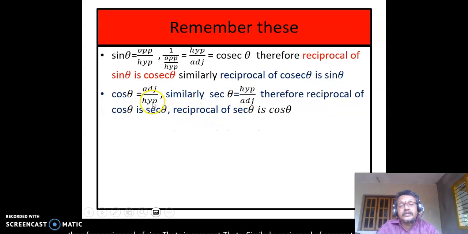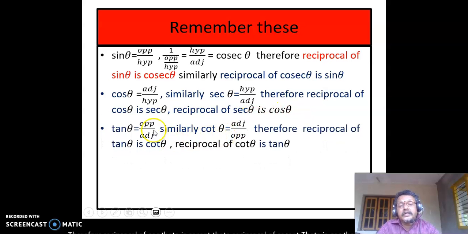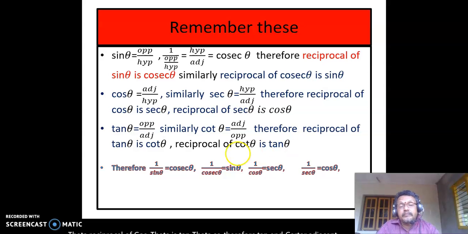Similarly, cos theta equals adjacent by hypotenuse, secant theta is hypotenuse by adjacent. Therefore the reciprocal of cos theta is secant theta, and the reciprocal of secant theta is cos theta. Therefore cos and secant are reciprocal to each other. Similarly, tan theta equals opposite by adjacent, cot theta equals adjacent by opposite. Therefore the reciprocal of tan theta is cot theta, and the reciprocal of cot theta is tan theta. So tan and cot are reciprocal to each other.